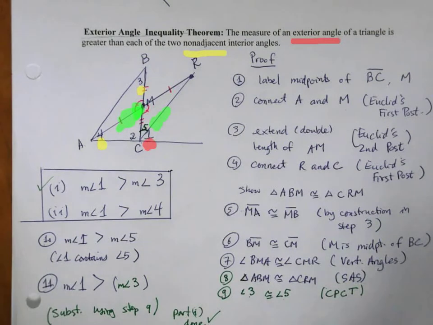Okay, so now I'm going to end this video and then continue this in the next video, where we discuss how to prove that angle 4 is smaller than angle 1.